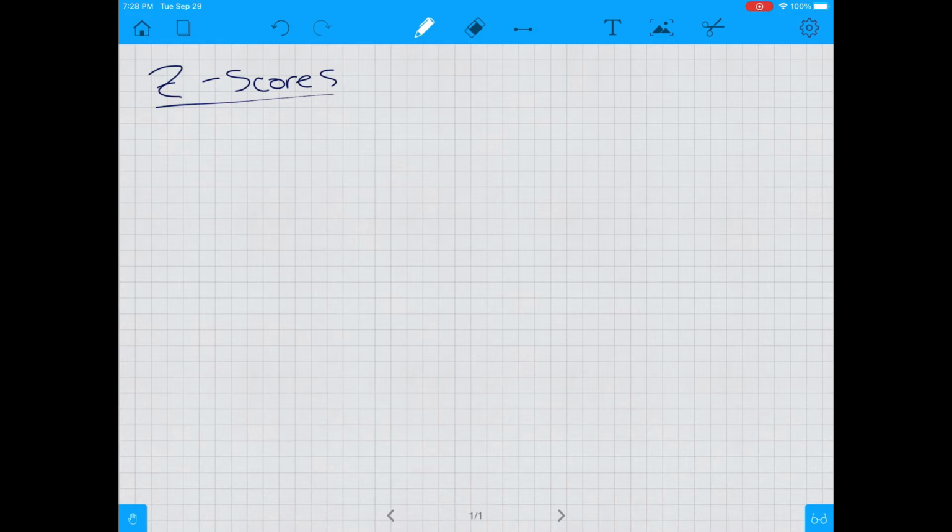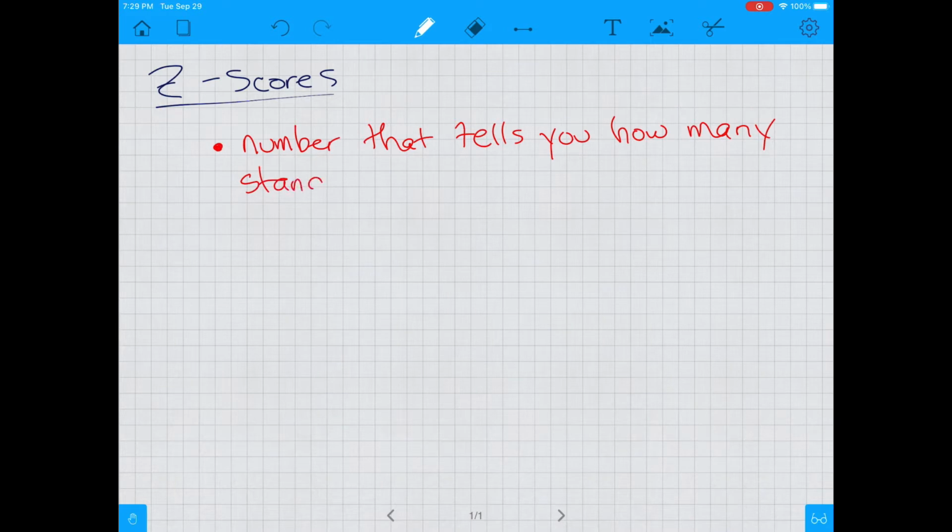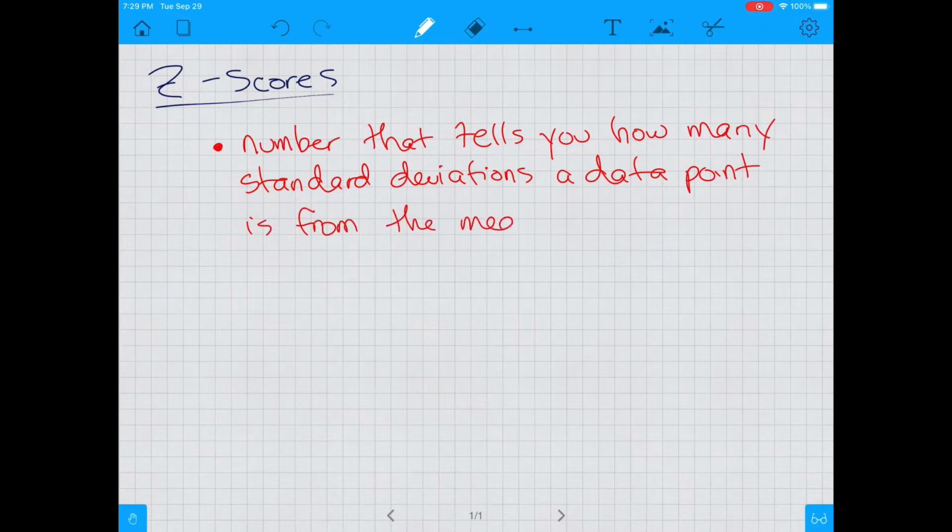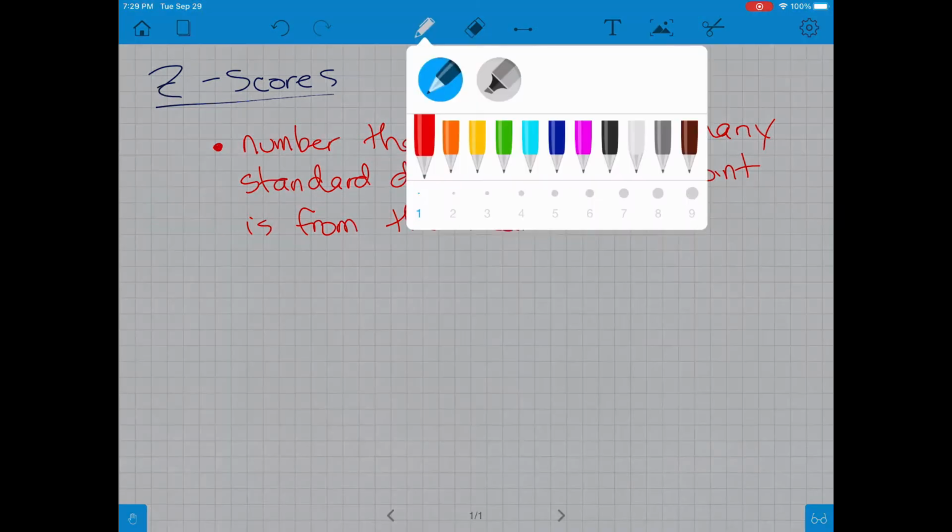Now, first things first, the definition of a Z-score is pretty straightforward and pretty easy. All it is, it's a number that tells you how many standard deviations a data point is from the mean. That's all it is. So those numbers that you see, and I know that we talked about this a little bit, a negative 2.7 means it's 2.7 standard deviations below the mean.